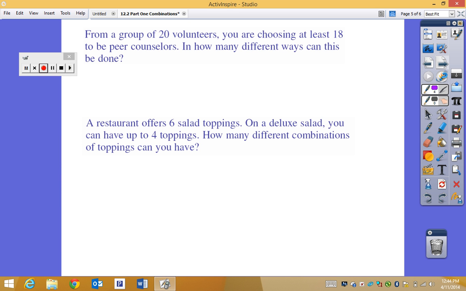Here is another type of problem that's going to be different. From a group of 20 volunteers, you are choosing at least 18 to be peer counselors, which means you could have 18 or 19 or 20 because it says at least. So when we have the word or, we are going to be adding the combinations together.